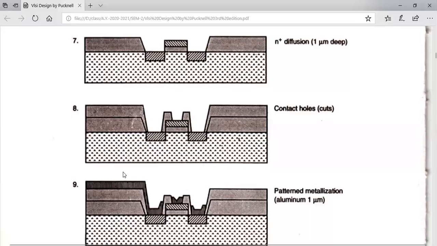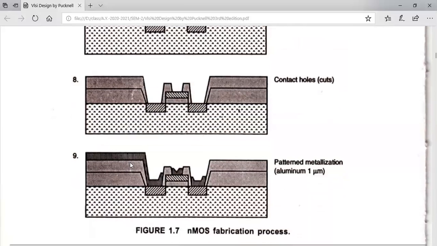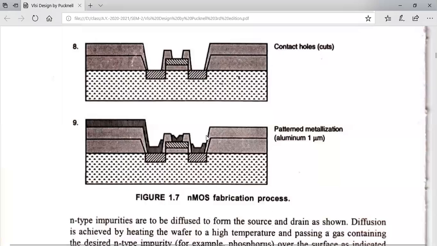That will be done with the help of metallization, called patterned metallization. It is done with aluminum, generally in the thickness of 1 micrometer. So this total thing is called metallization. With just 9 figures, we are able to understand the total NMOS fabrication process.